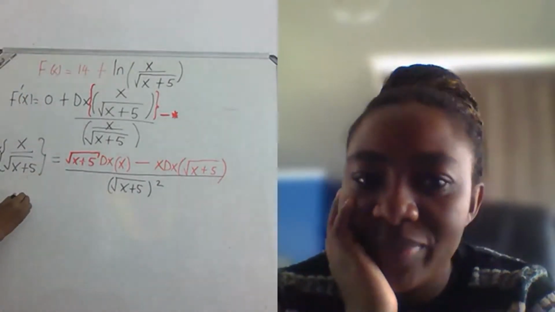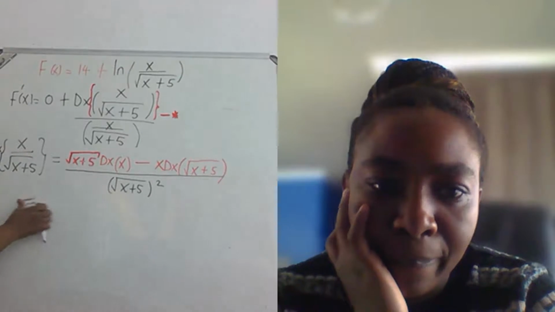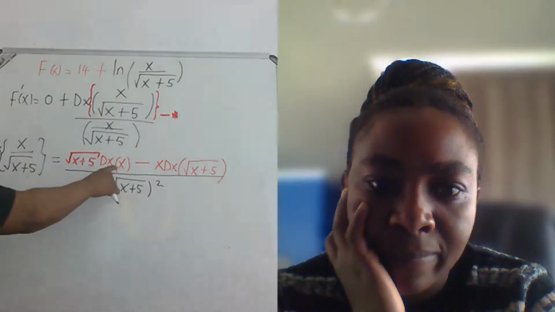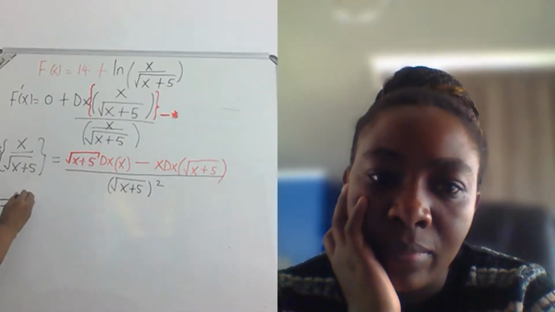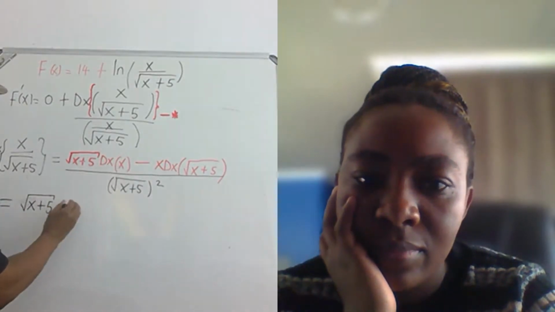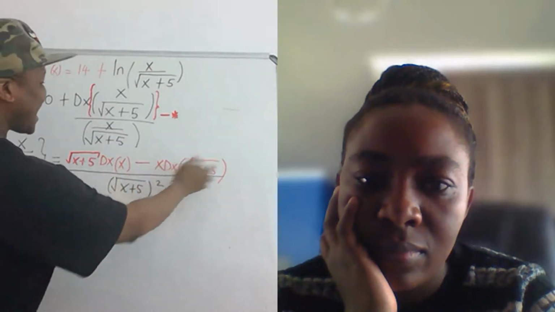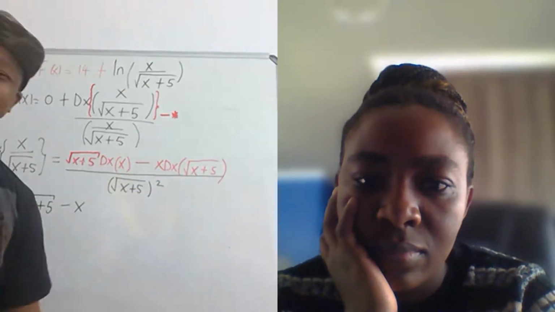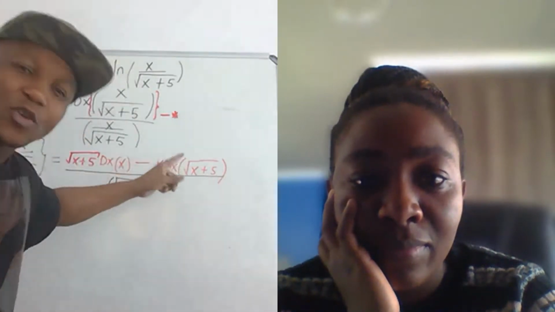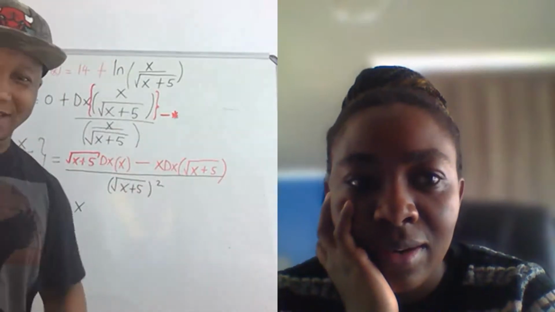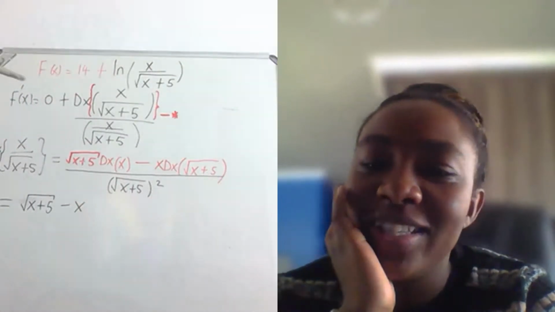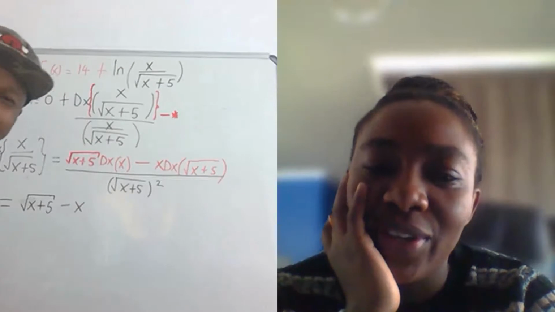All right, so we're going to say this is equal. Let's start from here. This is going to be equal to, when you differentiate x, you get 1. So it's going to be 1 times square root of x plus 5, minus x times the derivative of square root of x plus 5. The only part I remember about the square roots is that we say half.